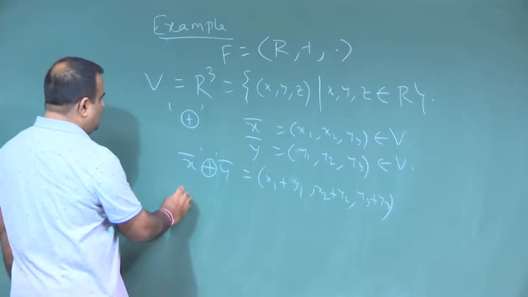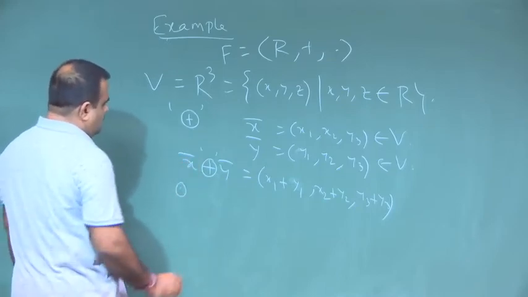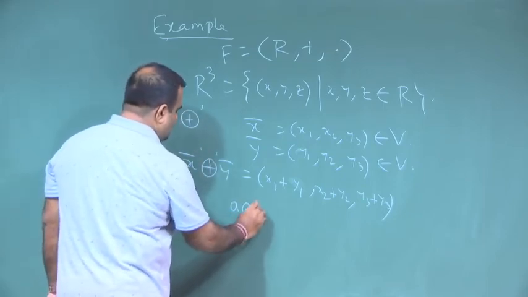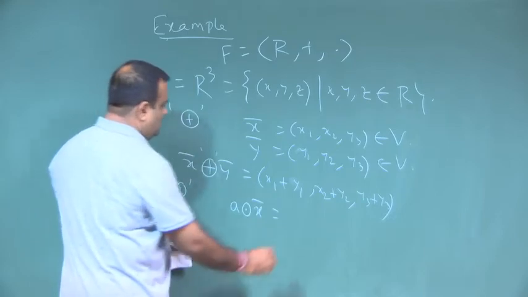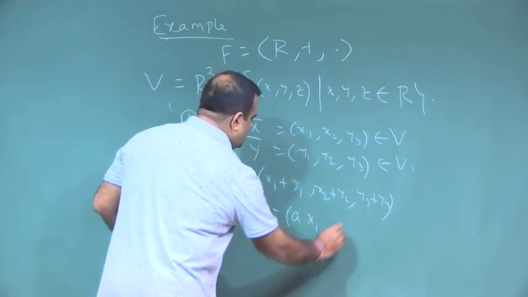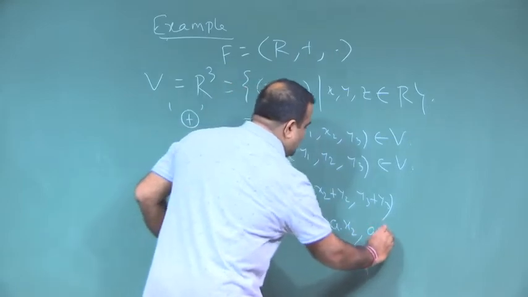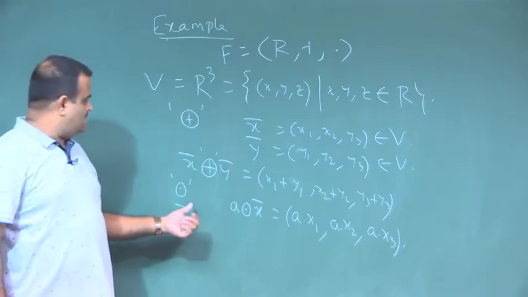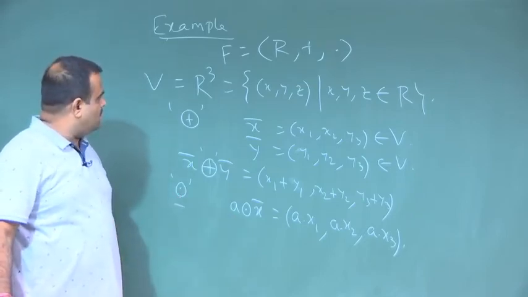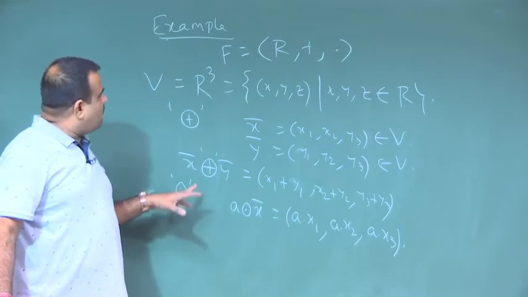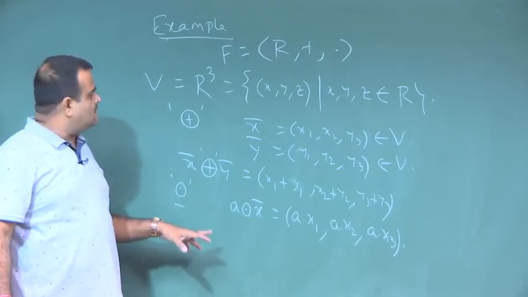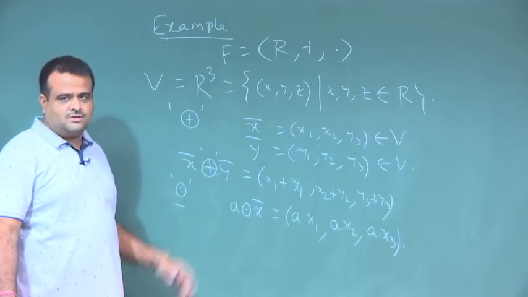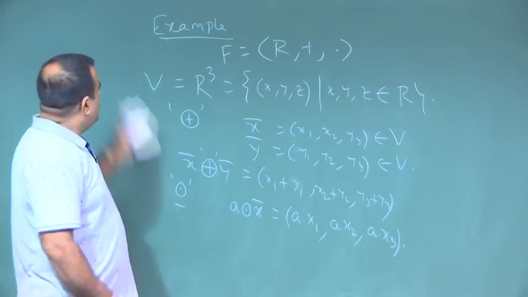And how do we define scalar multiplication? We can take a scalar a and a vector x. So, this is nothing but a x1, a x2, a x3. This is the way we define scalar multiplication over the vector. Now, we can show that this will form a vector space over the real field. This is called a real vector space, a vector space over the real field. Okay, how to show that?